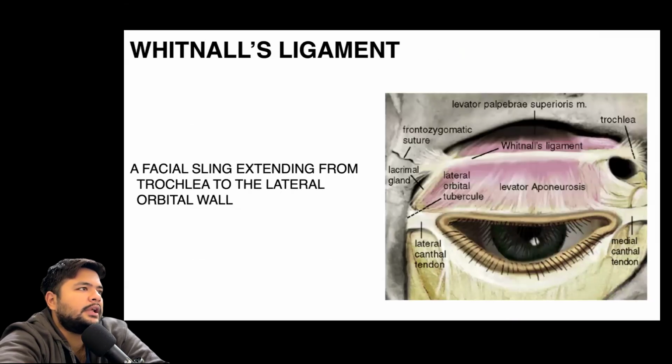Coming to Whitnall's ligament, it is a fascial sling extending from the trochlea to the lateral orbital wall. Here in the image, we can appreciate a white line running above the levator aponeurosis and below the levator palpebrae superioris muscle, connected to the trochlea on the left aspect.